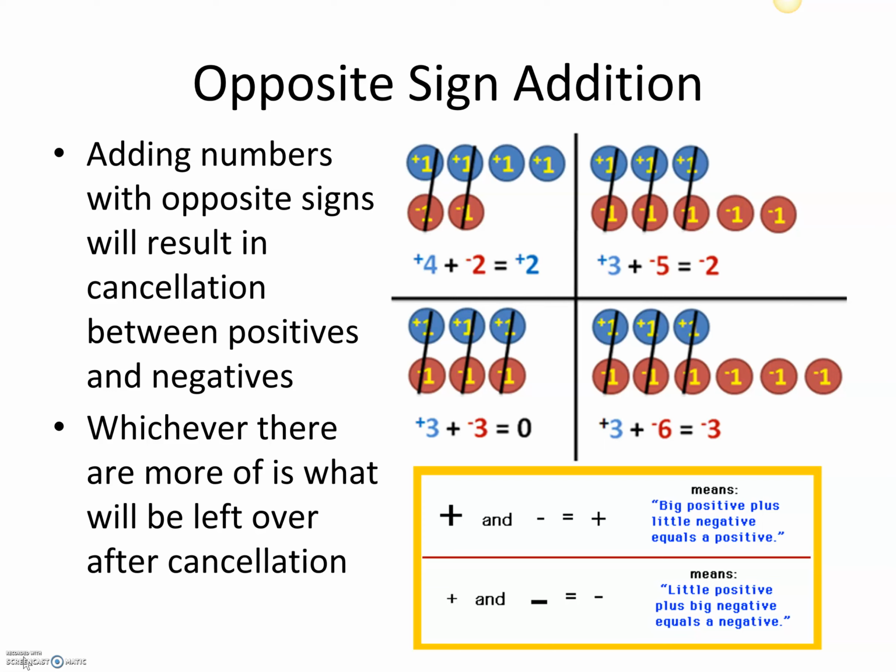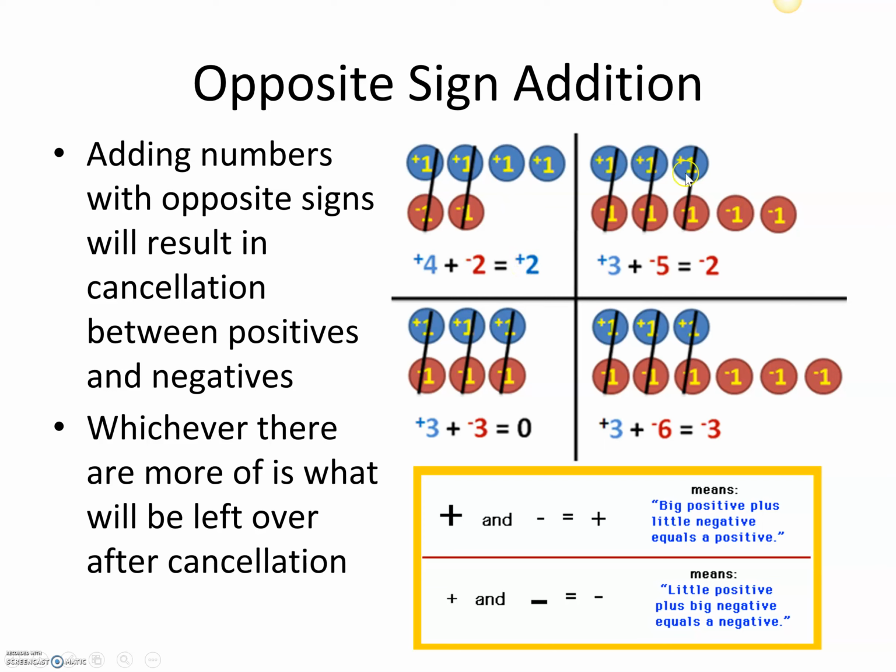In the upper left-hand corner, we have 4 positives. Those are the blue chips. And we're adding 2 negatives. Those are the red chips. Well, when we cancel out the opposite pairs, we have the positive and the negative 1 canceling to 0, and the positive and the negative 1 canceling to 0, and we end up with 2 positives left over after cancellation. So our final answer will be positive 2.